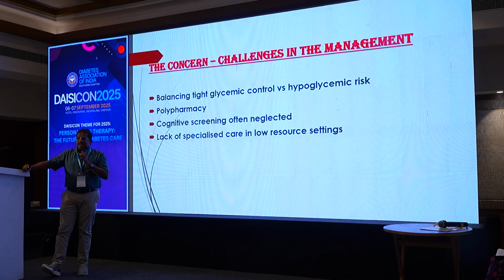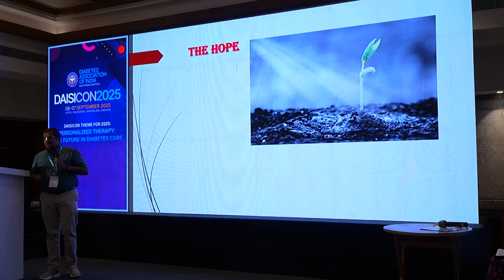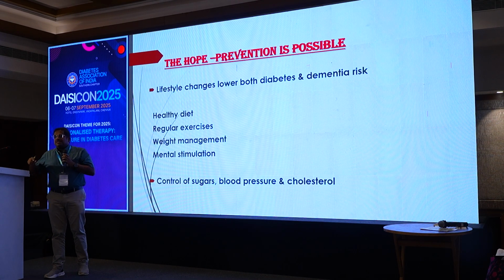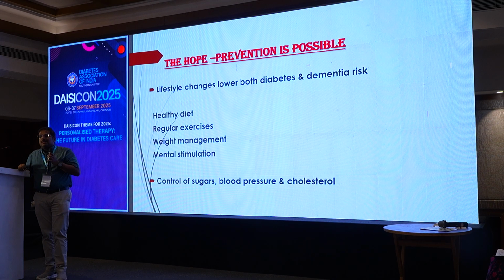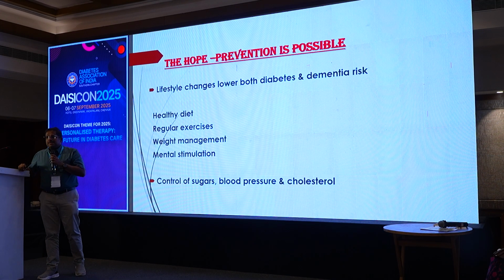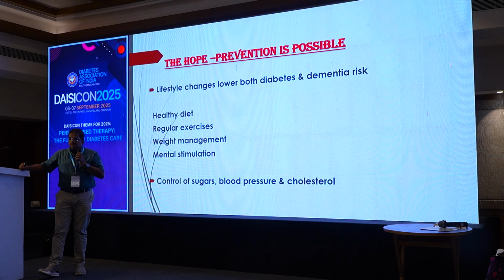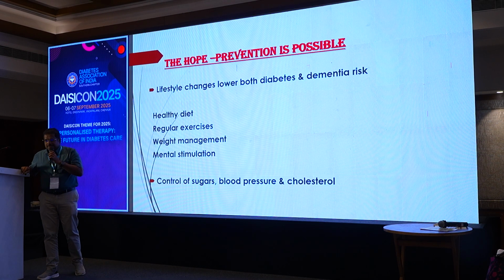Lack of specialized care in low resource settings, and cognitive screening is often neglected in routine screening procedures. So coming to the hope of this, prevention is better than cure. We all know that prevention is possible. Lifestyle changes definitely lower the risk of both diabetes as well as dementia. Healthy diet, regular exercise, weight management and mental stimulation, and control of blood sugars, blood pressure and cholesterol definitely lower the risk of both the development of complications of diabetes as well as dementia risk.